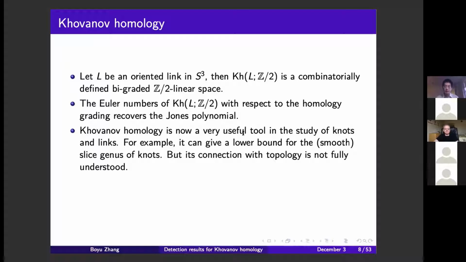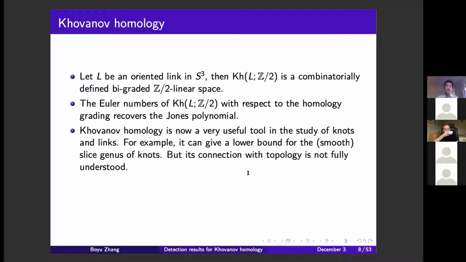For example, by a work of Jake Rasmussen, we know that the Khovanov homology can be used to give a lower bound for the smooth slice genus of knots, and therefore the Khovanov homology has yielded the first combinatorial proof of the Milnor conjecture. And more recently, Peter Lambert-Cole has a paper that reproduced the adjunction inequalities from gauge theory and Floer homology using combinatorics based on an argument that uses Khovanov homology.